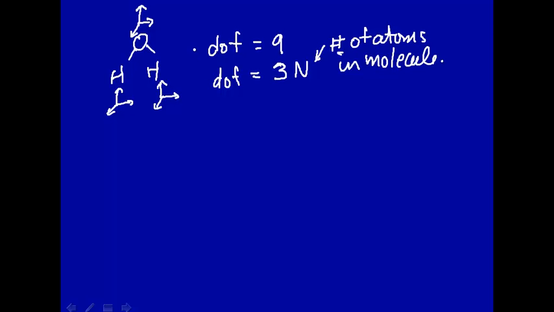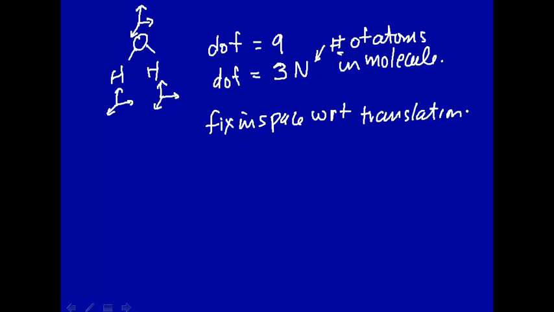Now let's consider what happens if we just want to look at the vibration. In general, this molecule can translate, go up and down, it can rotate, it can also vibrate. If we want to just focus in on the vibration, what we want to do is fix this molecule in space. In other words, what we're going to do is say, all right, molecule, you can rotate and you can vibrate, but you can't translate. And we mean translate, this means motion of the center of mass.